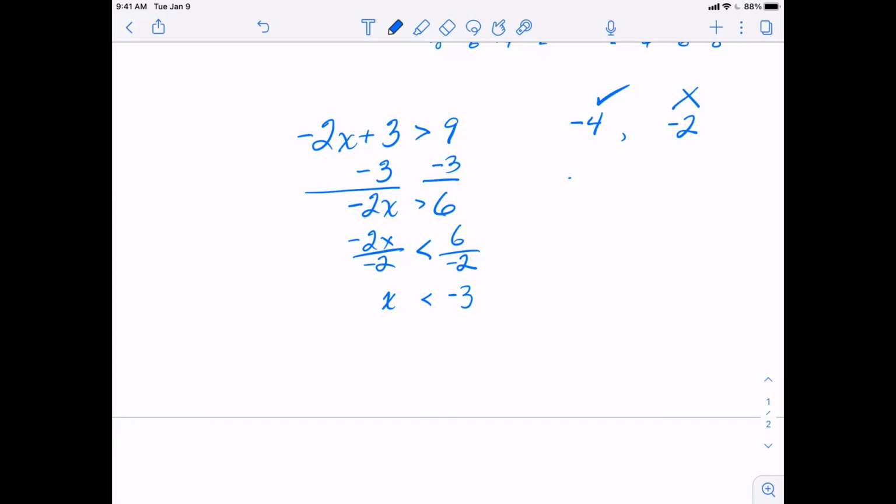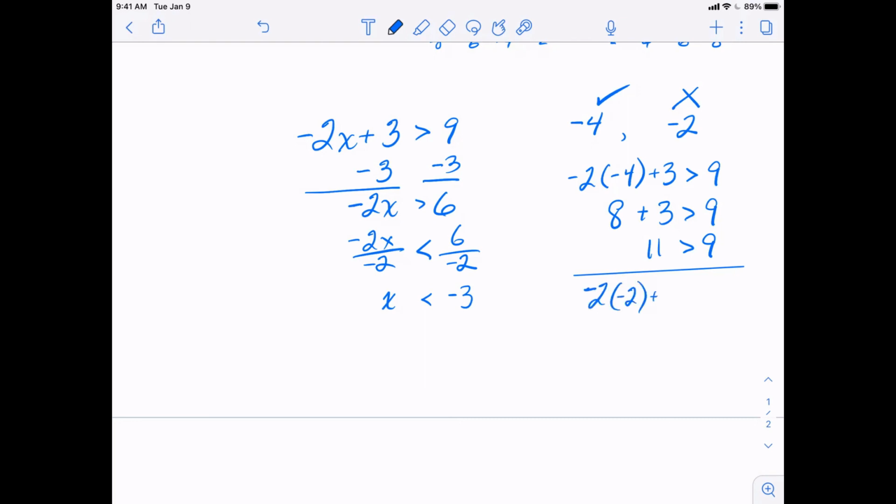So let's check it out. -2 times -4 plus 3 is greater than 9. -2 times -4 is 8, plus 3 is greater than 9. 11 is greater than 9. So -4 works. Now let's check -2. So -2 times -2 plus 3 greater than 9. This would be 4 plus 3 is greater than 9. 7 is greater than 9. Well, that's incorrect, but that's what should happen because -2 is not a solution.